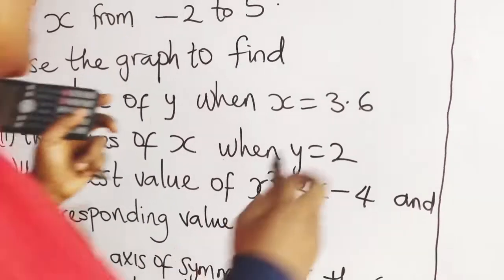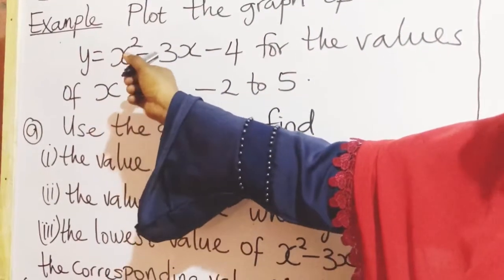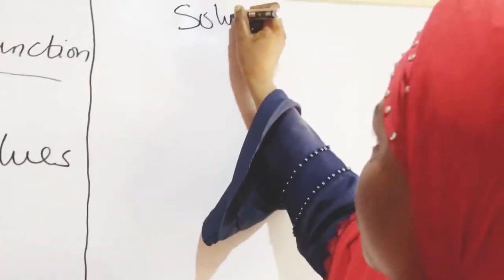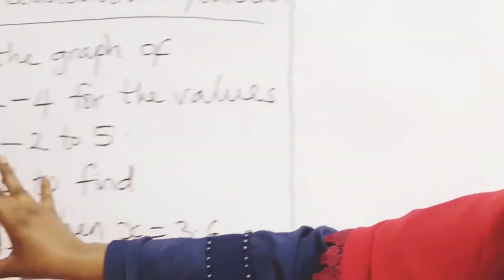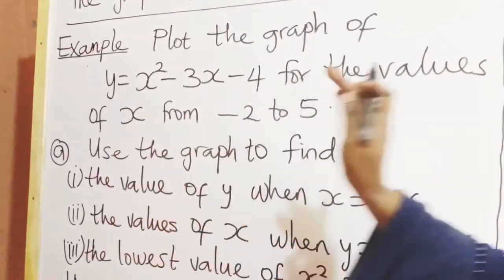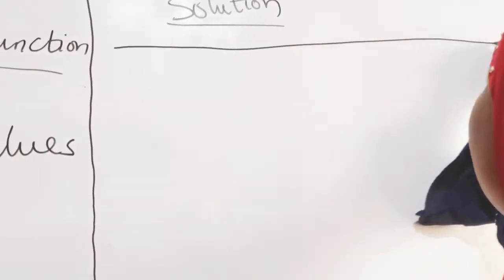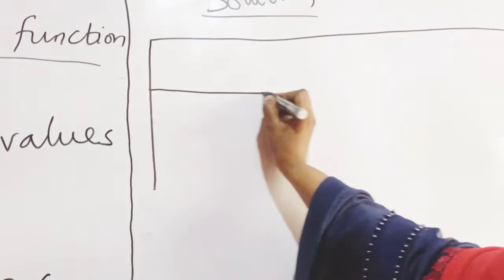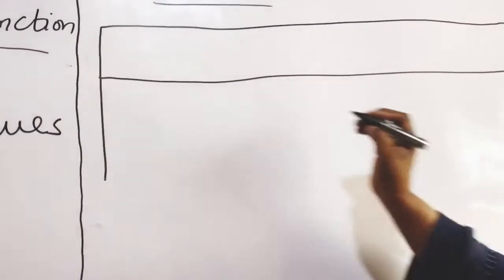Solution. So the next thing is that we have to work out the value of x squared and 3x. They have given us what our x should be. So we need to draw a table now. So draw the table like this. So we want to draw for x.